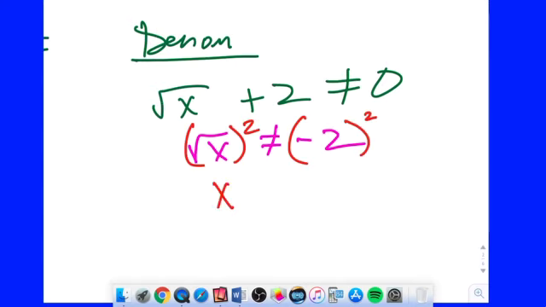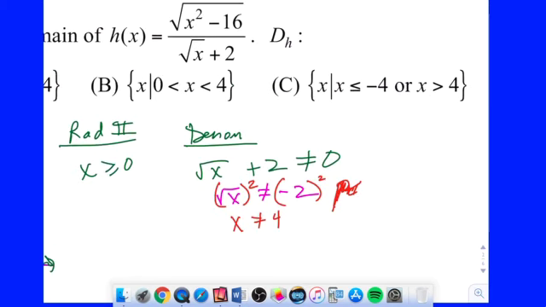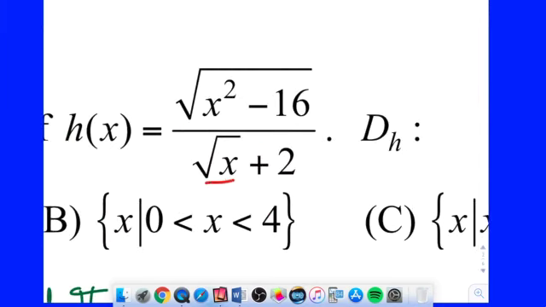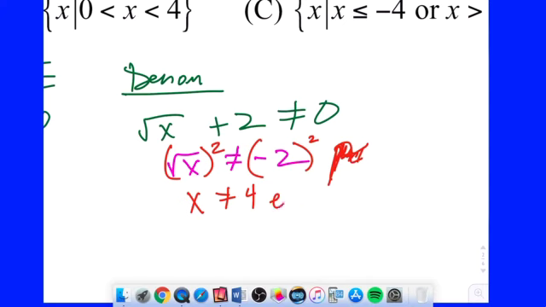When you square both sides, you get x cannot equal +4. Now, remember, when you square both sides, it raises a red flag. You got to check. We are saying it causes a 0 in the denominator. Check it. If I plug a 4 in, I get the square root of 4, which is 2. 2 plus 2 is what? 4. It's not 0. So this one is extraneous. In other words, it does not cause a 0, and we do not want to exclude it.